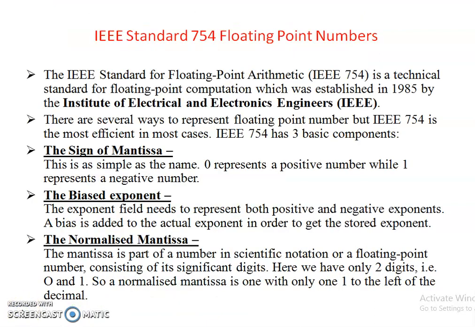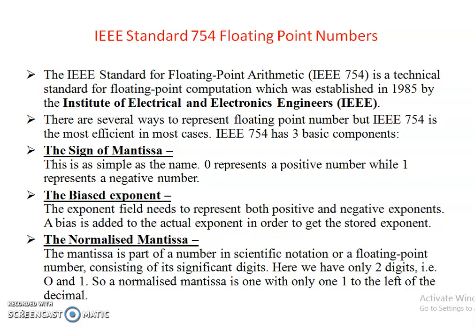The IEEE standard for floating point arithmetic, that is IEEE 754, is a technical standard for floating point computation which was established in 1985 by the Institute of Electrical and Electronics Engineers. And before that, first we discuss what is a floating point number. To represent a large number of integers and small fractions, a system must use numbers with a variable position binary point, and this number is called a floating point number.